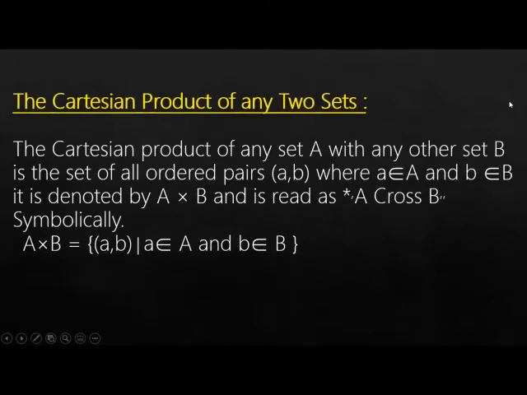So what is the Cartesian product? Let me clarify it further. The Cartesian product of any set A with any other set B is the set of all ordered pairs (a, b), where element a belongs to the set A and element b belongs to the set B. It is denoted by A × B and is read as A cross B. So symbolically, A × B = {(a, b) such that a belongs to A and b belongs to B}.